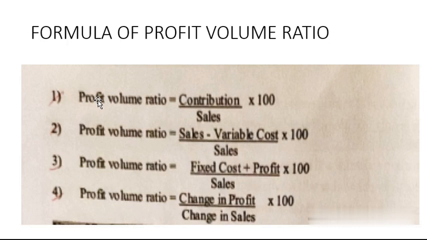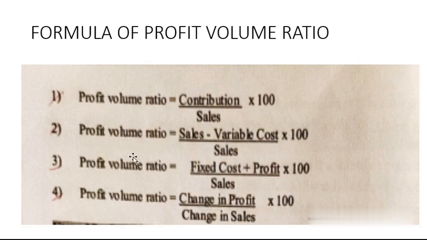Profit volume ratio is a useful guide in determining the profitability of the business. Profit volume ratio shows the relationship between contribution and sales and is usually expressed in percentage. The formula for computing profit volume ratio is given below. These are the formulas used to calculate profit volume ratio. The first formula is profit volume ratio equals contribution divided by sales into 100.